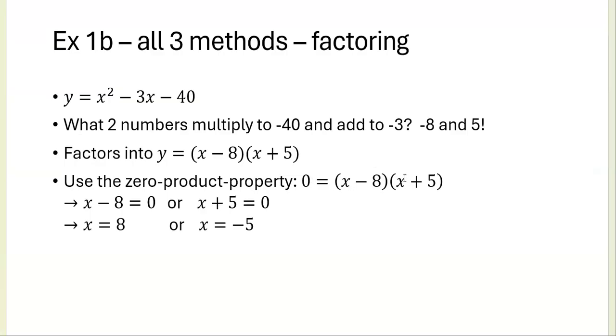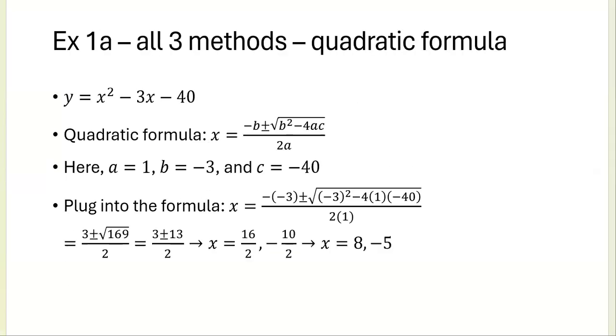Again, if it's a product of things, if one of them is 0, the whole thing is 0. That's the idea of zero product property. Okay. Hopefully that explained it if you never understood it. All right. By the way, same answer, right? 8 and negative 5, 8 and negative 5.